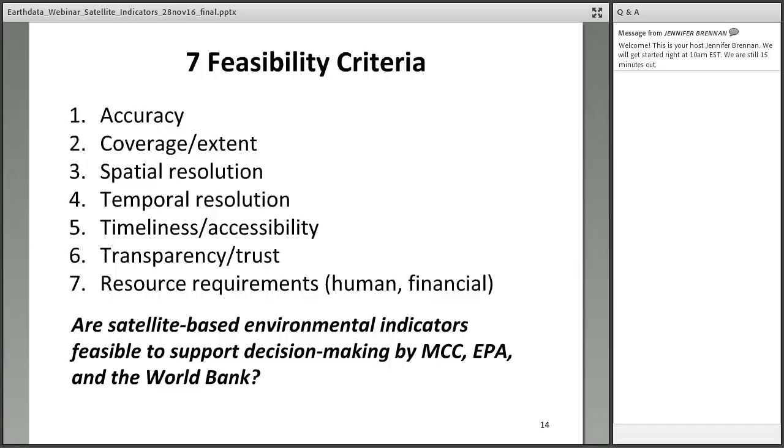They needed to be timely and accessible. In other words, an indicator that takes a year or two to produce is not really useful for timely decision making. There needed to be transparency and trust in the methodologies that were used, and the resource requirements needed to be reasonable. And again, the question was, could these environmental indicators support decision-making by these key stakeholders?